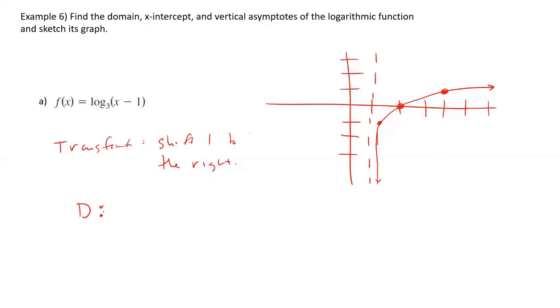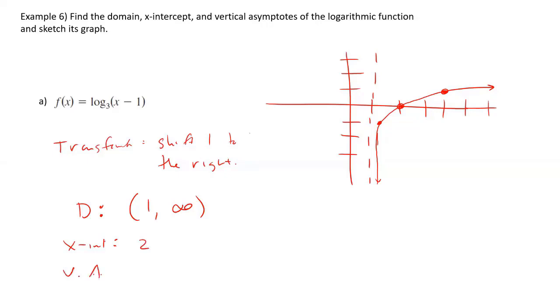Okay, so the domain for log functions is anything greater than 0, or parentheses 0 to infinity, right? Now that we shifted over 1 unit this way, 1 to infinity, perfect. X-intercept, they always go through 1, 0. Now that we shifted over to the right, Maddie, are we okay with 2?